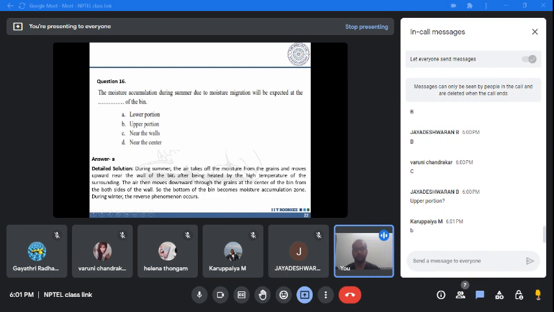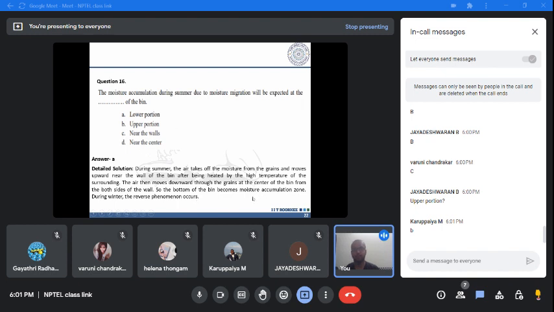During summer, the air takes off the moisture from the grains and moves upward near the wall of the bin after being heated by the high temperature of the surroundings. The air then moves downward through the grains at the center of the bin from both sides of the wall. So the bottom of the bin becomes the moisture accumulation zone. During the winter, the reverse phenomenon occurs. So here A, lower portion, is the correct answer.